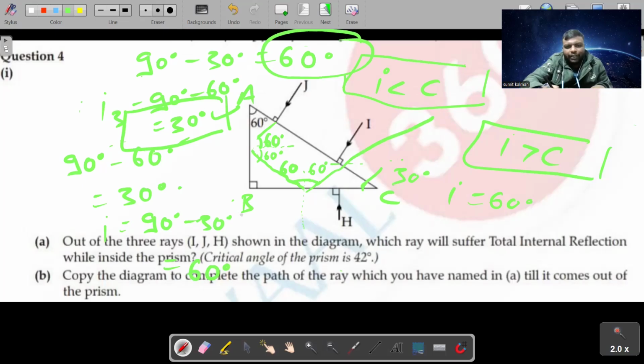So in this way, we have to complete the path of ray J inside the prism and it will emerge out of the prism. So this was the solution of this problem.